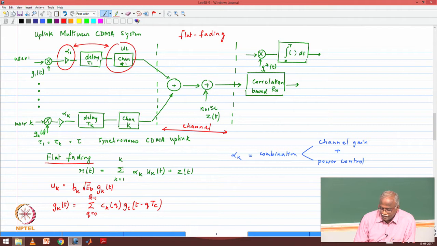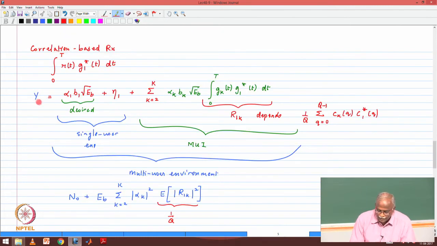So r(t) can be written as the summation k equal to 1 to K users, alpha k uk. uk is the transmitted signal. The transmitted signal depends on the bit at that instant of time and the energy level with which you are transmitting. Gk is the spreading waveform, and then Gk itself is described in terms of the chip waveform. Okay. So alpha k can be treated as a combination of channel gain and the power control.